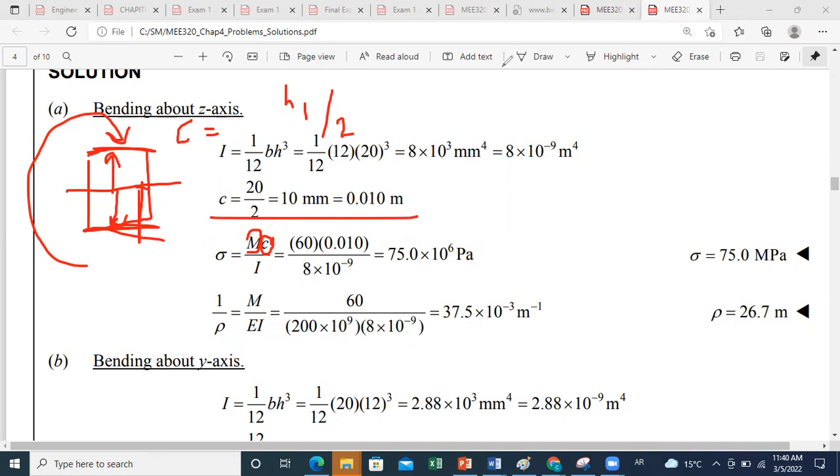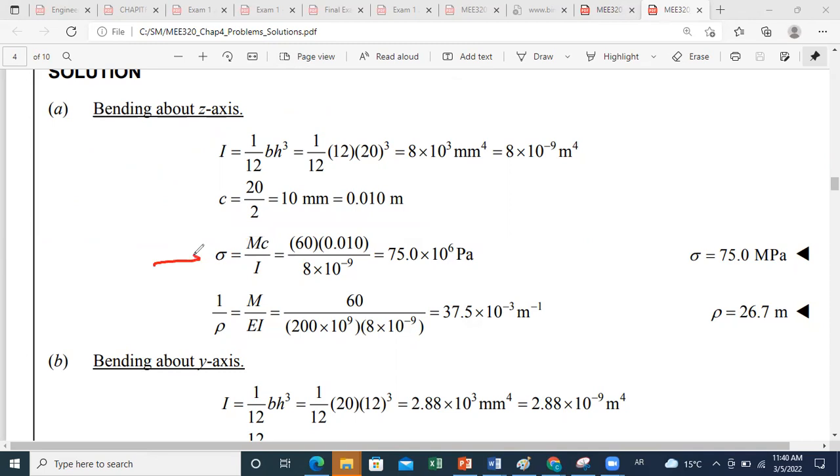Now, this formula will give you the maximum stress, which is by just replacing the bending moment, C, which is H over 2, and I is the inertia about your neutral axis, which you already calculated. So we get the maximum stress within our section.